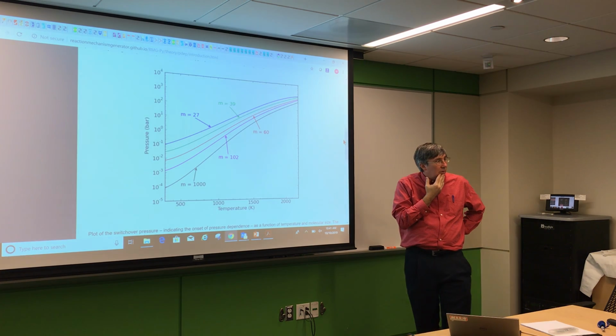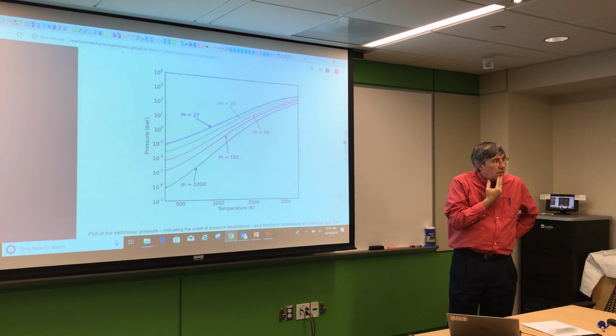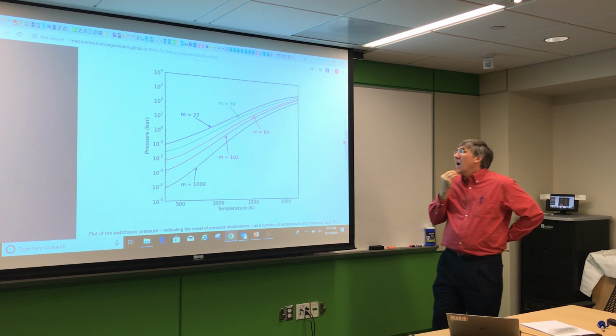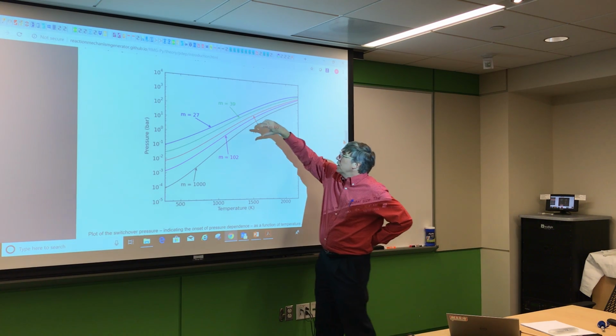Yeah. So is it within the band, so to speak, of that plot where the pressure dependence is in the fall-off regime? And then on either side, above or below, it's either high pressure or low pressure? This band is for different size molecules.